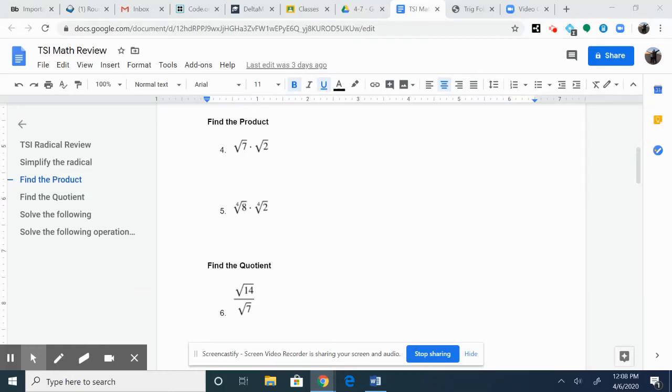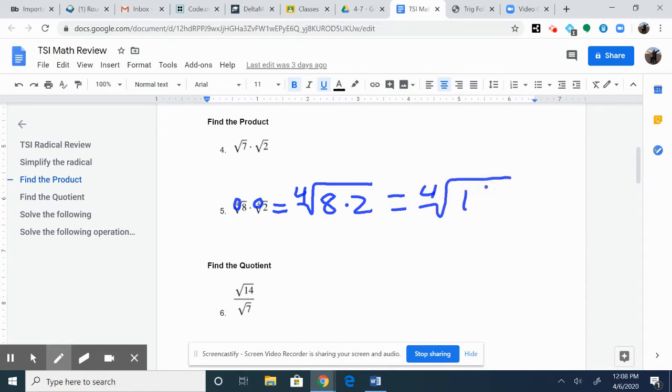Okay, for these following problems, we're going to go to number 5, and we're finding the product. So in other words, we're going to multiply. And as long as we have the same power, so right here we have the fourth power or the fourth root, as long as those two are the same, we can put them under the same thing. So 8 times 2 would be equal to the fourth root of 16.